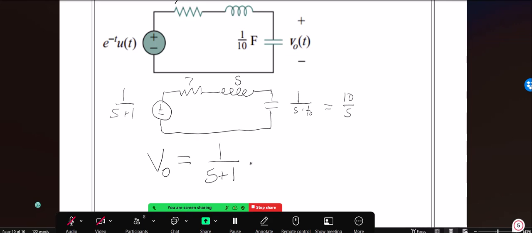times the impedance, that's our fancy name for resistance when we're not in the time domain, across the capacitor, which is 10 over S, over our total impedance, so we add it all up, 10 over S plus S plus 7.